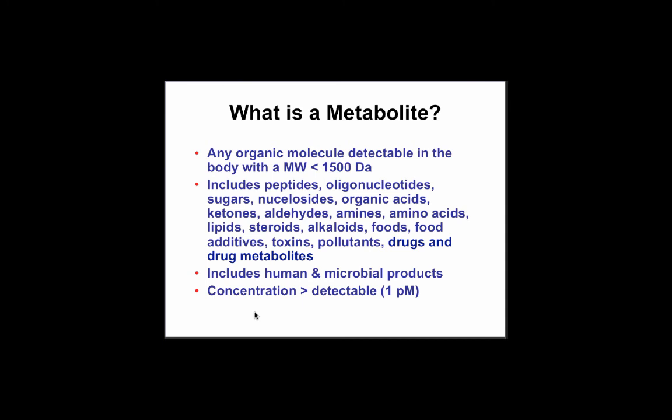But it also includes things that are exogenous or foreign. So that could include things like plant alkaloids and foods, food additives, which are synthetic, a variety of toxins and pollutants, drugs and their metabolites. And these are things that we will find in humans, we'll find them in animals and fish and plants. And this, too, represents the metabolome. In the case of humans or other animals, it also includes the microbial products because most animals have microbes that help with food and digestion. Even plants obviously have them.